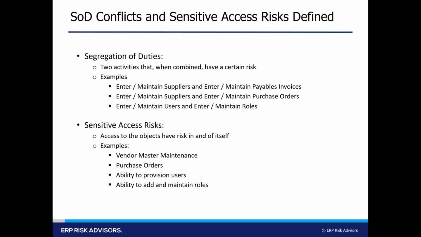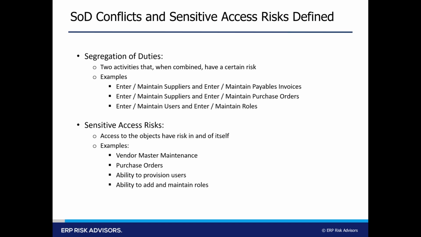Typically, we look at the role first, and we say, does it make sense that this role has the ability to enter and maintain vendors? And that's really the importance of sensitive access risk. We're going to talk about that as we go through the concept of evaluating role design. If our library is full of SOD conflicts, but it doesn't have sensitive access risks associated with it, then we're not going to be able to test roles effectively.